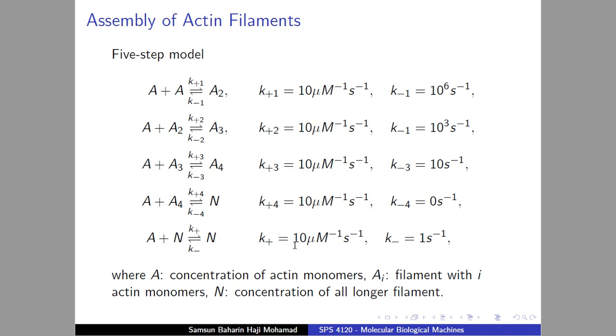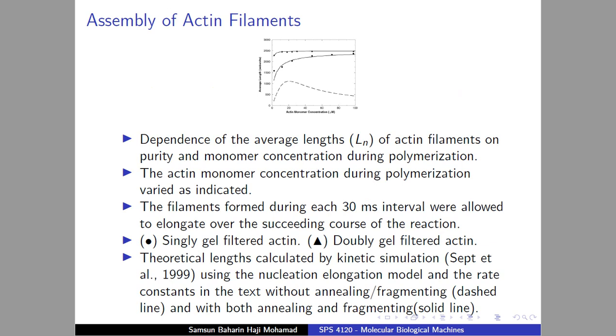These are the concentration of all longer filament. This is the dependence on the average length of the actin filament on the minimal concentration. The actin filament is much longer, so the rate of dissociation becomes 0. The active monomer concentration during assembly varied as indicated. So the lengths 1, 2, 3, 4 are different. You can see that after some time it is going to become saturated.